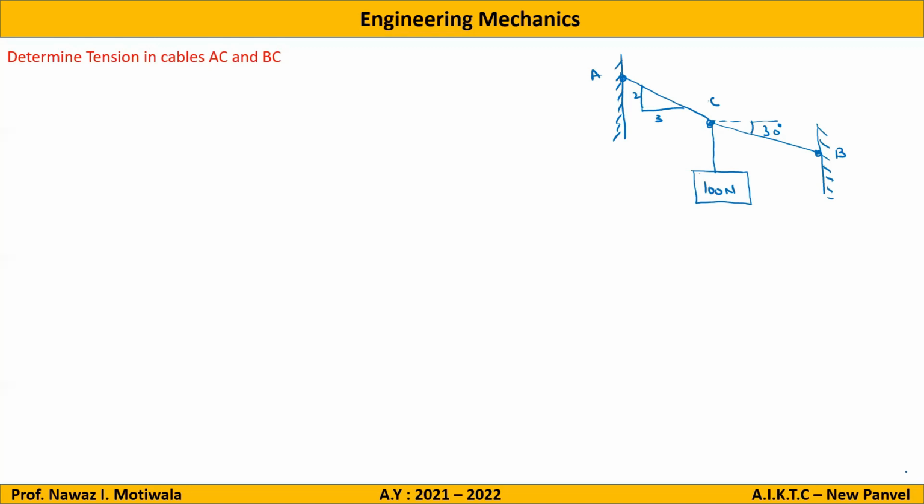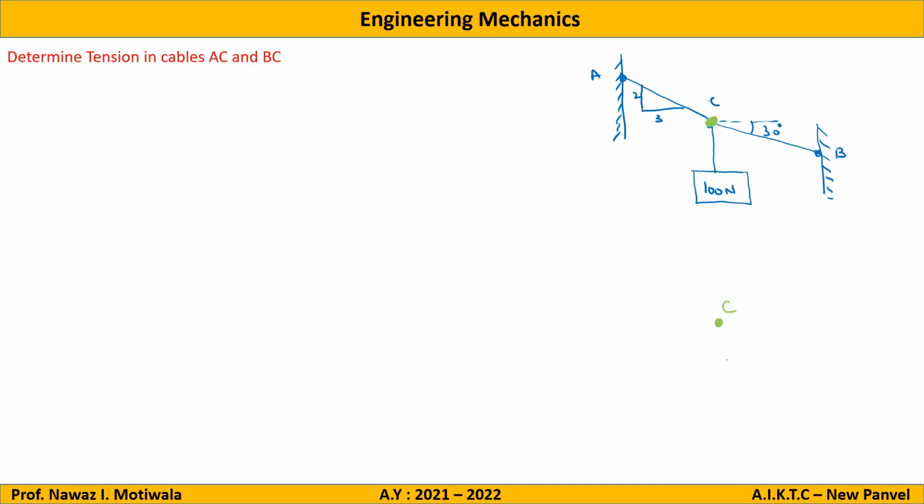cable AC and BC. Now I want your attention on point C. What can you observe at point C? Yes, you can see that at point C all the forces are passing. If I consider cable AC, that also is passing through C. If I consider cable BC, that is also passing through C. If I consider weight, that also is passing through C. So I can say that all the forces are passing through point C only.